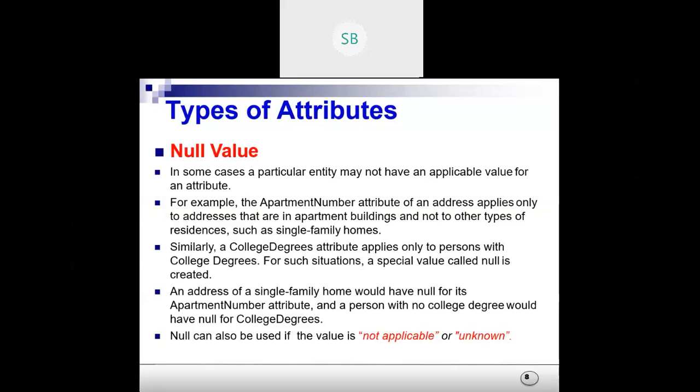Even for address also, someone stays in a flat, someone stays in their own house. If I stay in a flat, the flat number matters for me, but if you stay in your own house, the flat number will not be there, right? So it will not be applicable. For such things, a not applicable or unknown option is needed, so we can use the null value for that case. Also, I have said repeatedly that null value is different from 0. 0 is an integer value, it is a value. But null value means it is not applicable.